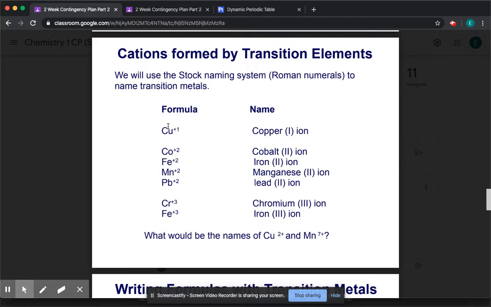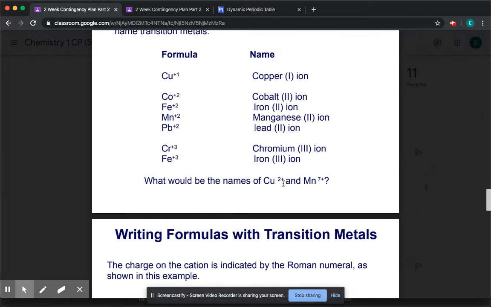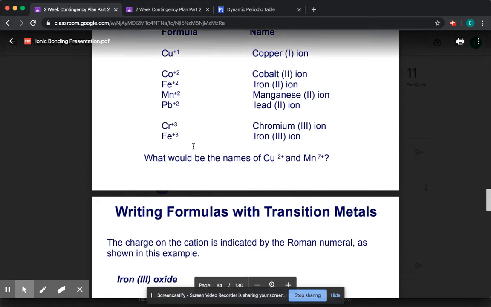And there's just more examples: copper 1, cobalt 2, iron 2, chromium 3, iron 3. So what will be the names of Cu2? It would be copper 2, and this would be manganese 7. So all you're doing is putting in brackets the Roman numerals that go with the charge.